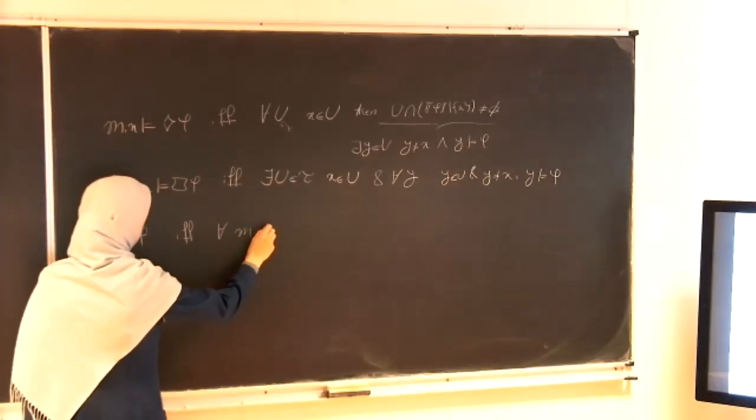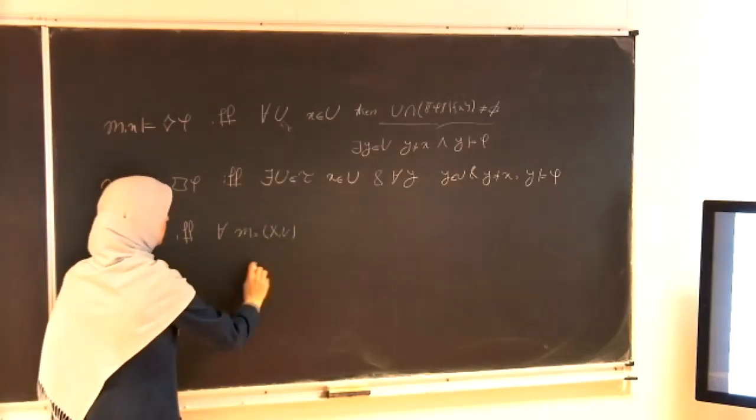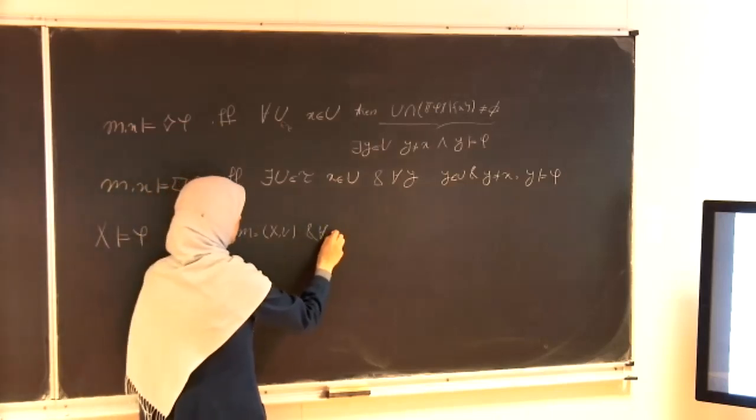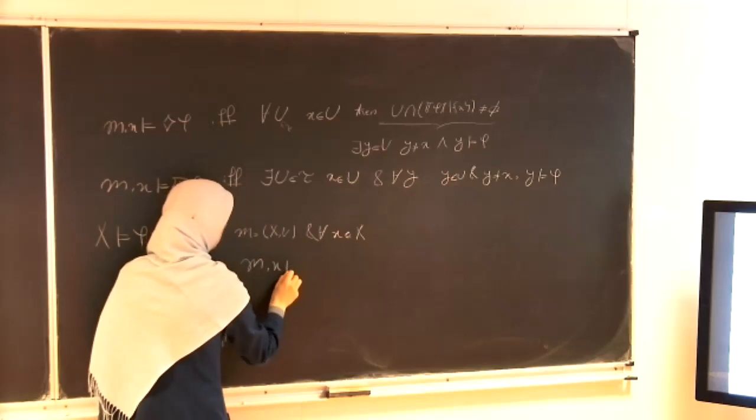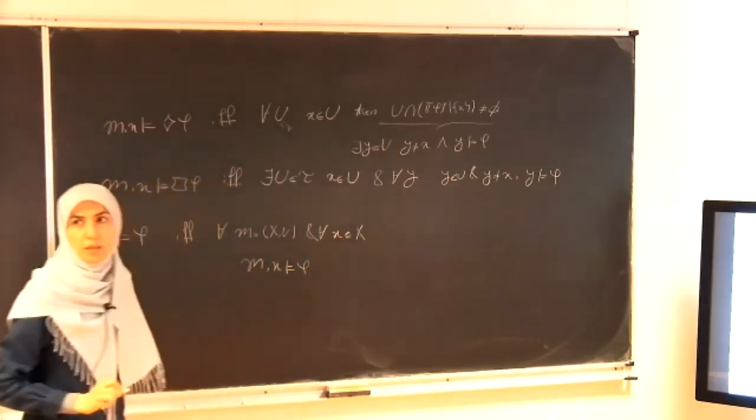So in other words, a formula phi is valid in the space X if and only if for any model M based on X and for any point x in X, phi is true in x.